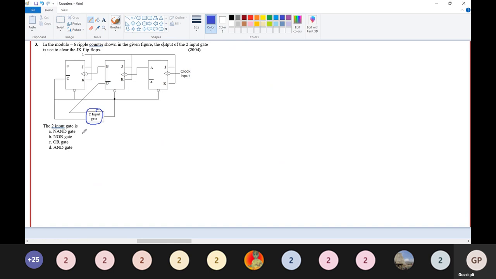Now, since the clear input is active low, because a bubble is present, this pin is clear. Since the clear input is active low, it requires logic 0 to activate the function. Therefore, the output of the two input gate should be equal to 0 to clear the flip-flops.